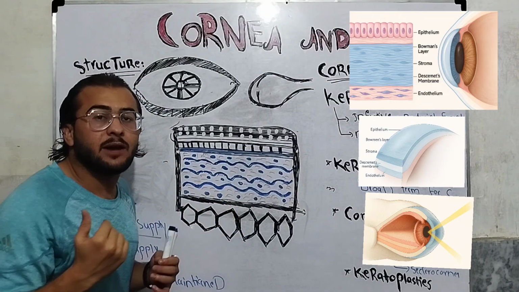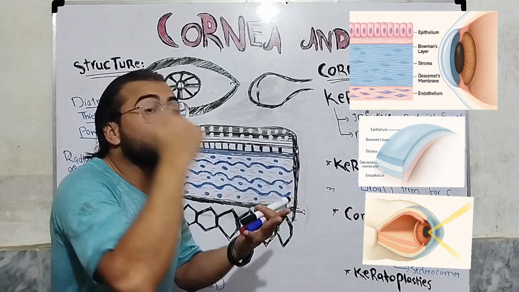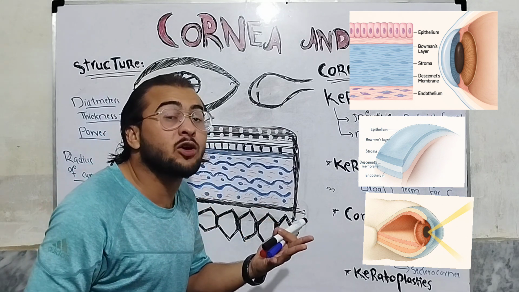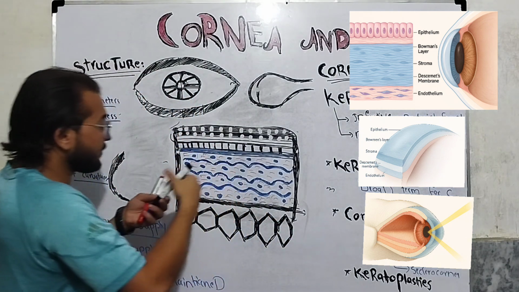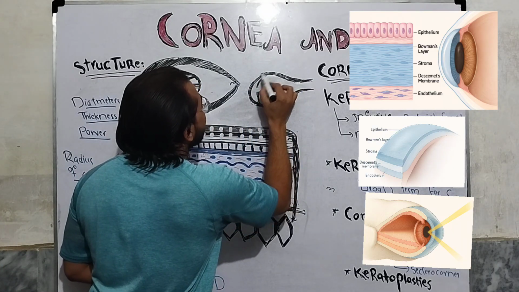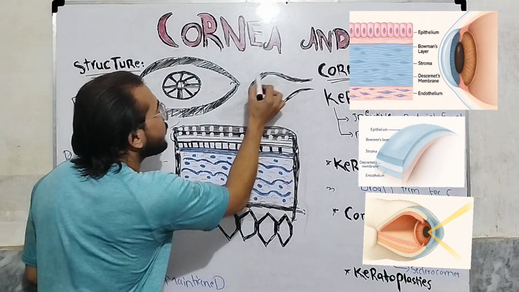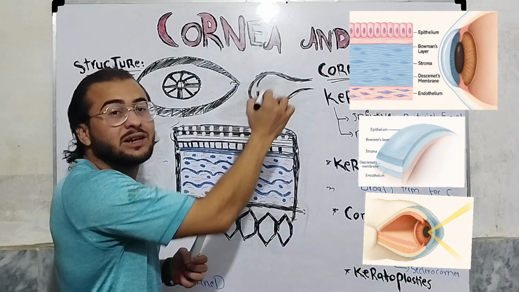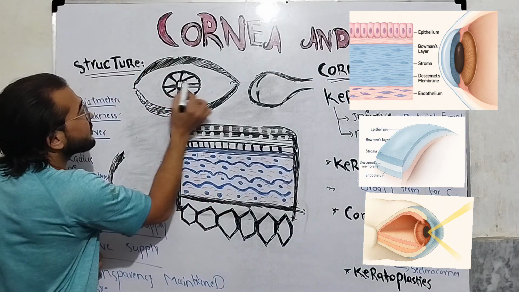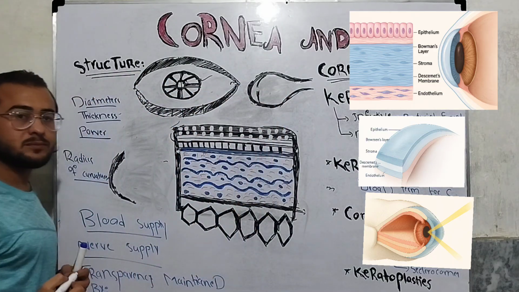So what is cornea? Cornea is a thin transparent structure which forms the anterior 1/6 portion of the outermost layer of the eye. For example, this is the outermost layer of the eye, which is sclera. The anterior 1/6 portion of this outermost layer is formed by a transparent thin structure which is called cornea. This is cornea.